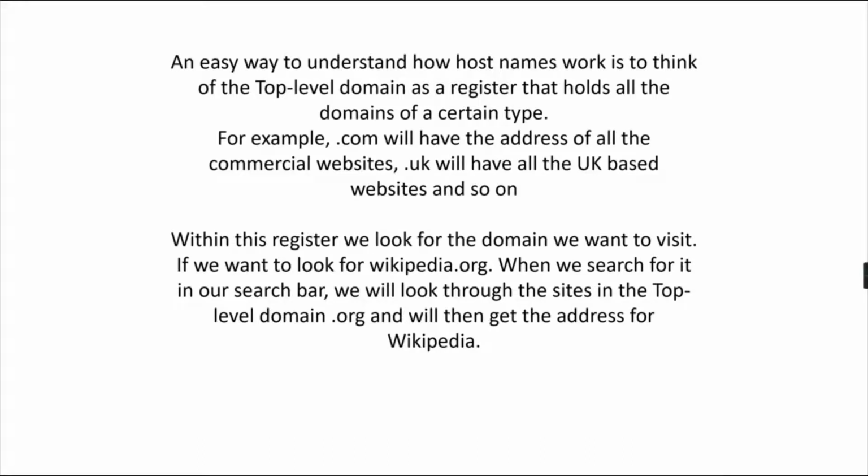An easy way to understand this is to think of top level domains as these huge registers, and they hold all the domains of a certain type. For example, .com will have the address of all the commercial websites. That's what .com stands for. .uk will have all the UK-based websites. Once we access this register, this top-level domain, we look for the specific domain that we want to visit. If we're looking for wikipedia.org, we're going to go into the top-level domain .org and then search it for Wikipedia. We won't be looking in .com or .uk, but specifically for the Wikipedia in .org.